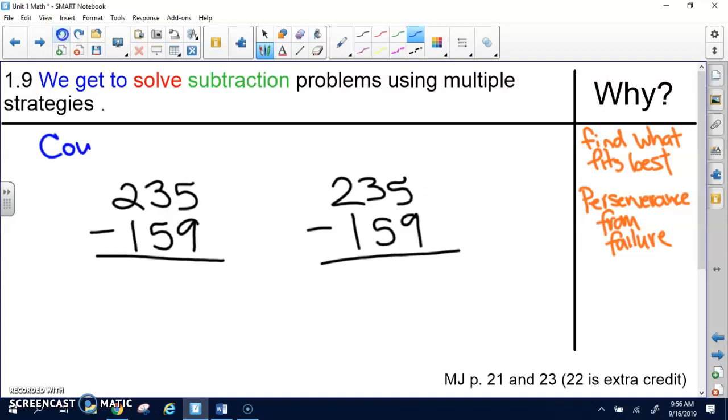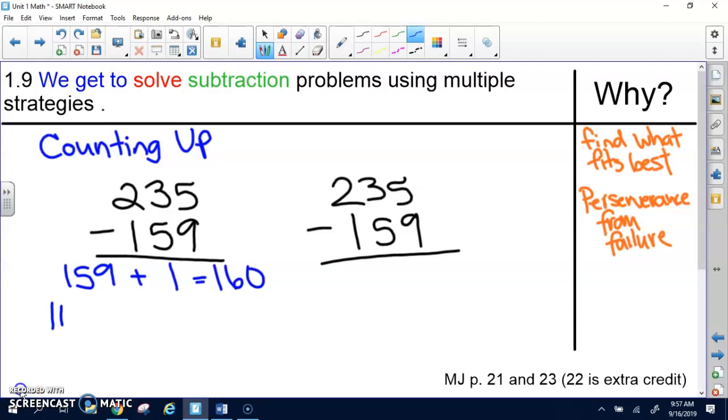This is the counting up method. It's where you start with the lower number and you start counting up. So I'll start with 159. I like to get to rounded tens places. So I'm going to add 1 to get to 160, right? And then I can start counting up by tens perhaps. 160 plus 40 equals 200.